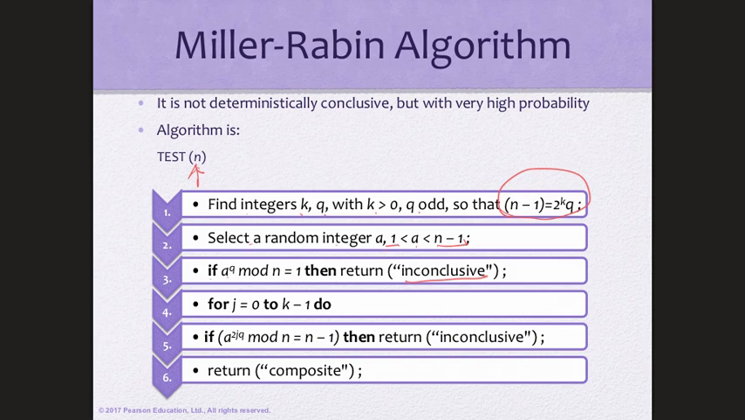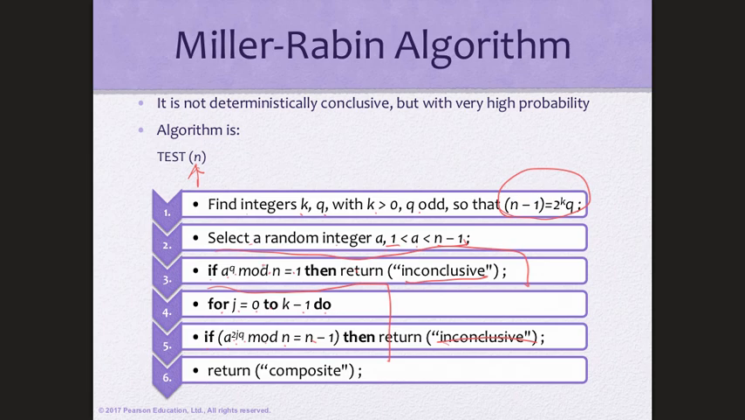If a to the power q mod n is equal to 1, then we don't know. It might be a prime number. And then the other test is for j equals 0 up to k minus 1, so this relies on the second property. This relies on the first property. For j equals 0 up to k minus 1, if we can find that a to the power 2^j q mod n is equal to n minus 1, then in this case we say, again, inconclusive. It might be a prime number.